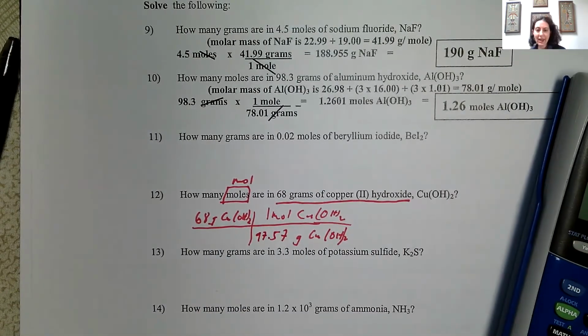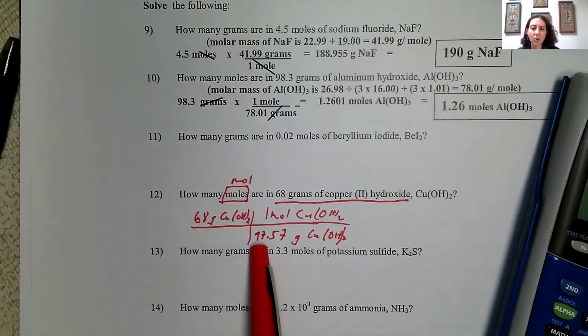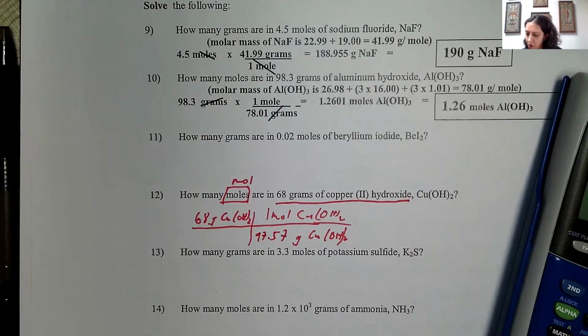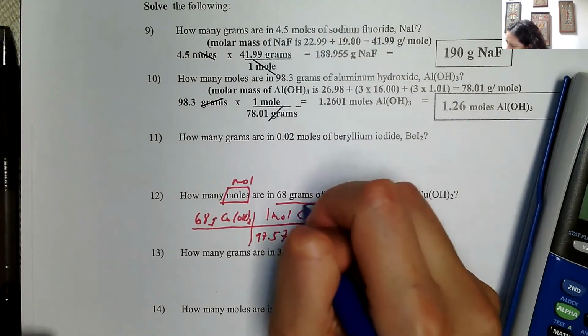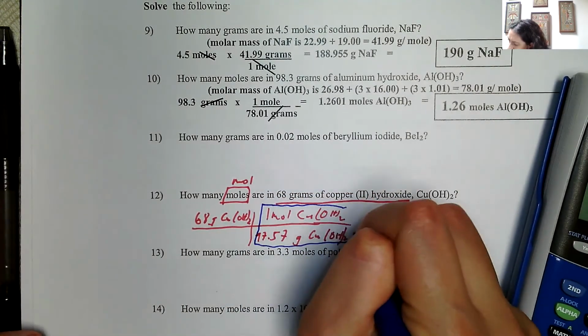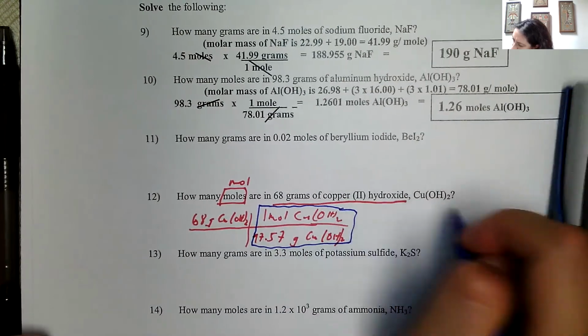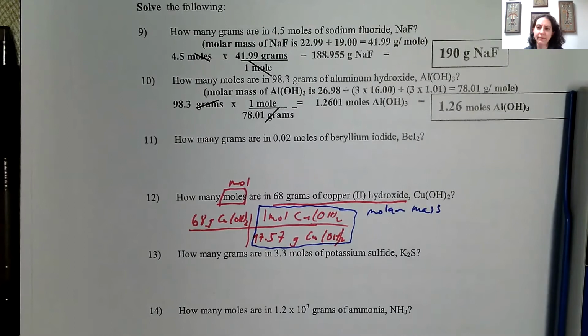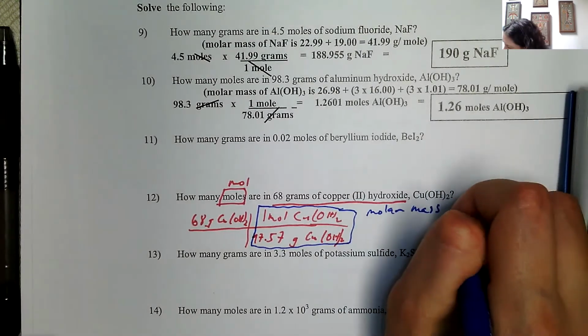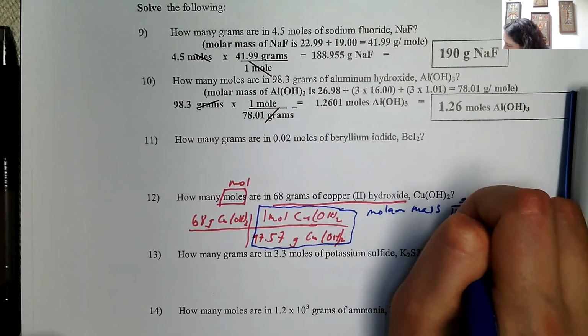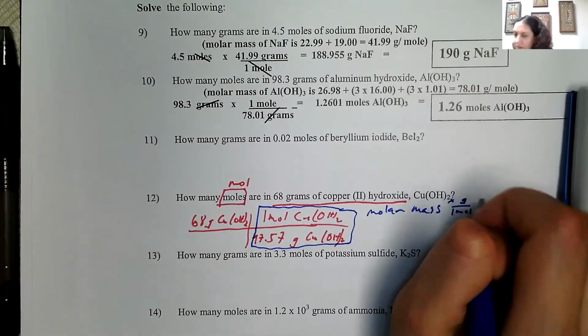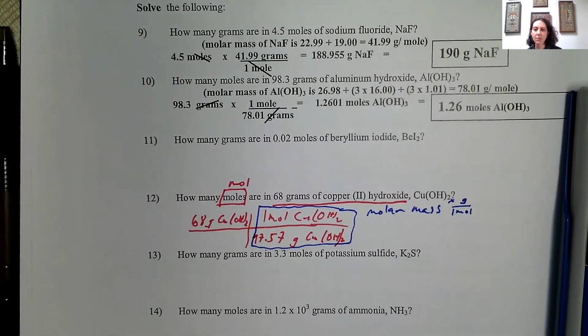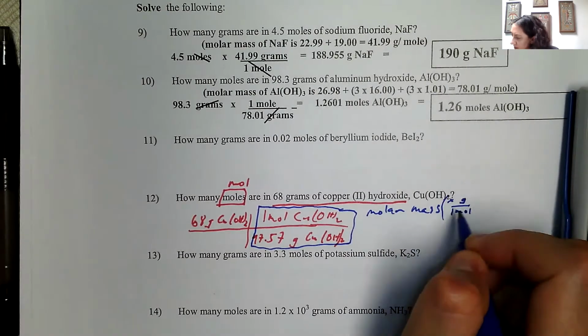Okay. So again, 97.57 is our molar mass. This whole thing here represents molar mass, the grams per mole. Molar mass is always grams per 1 mole. X number of grams, some number of grams per 1 mole. Always.